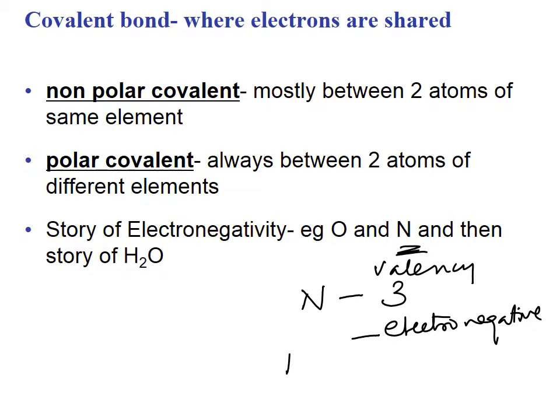And so when nitrogen combines with hydrogen, it refuses to part with the electron that it took from hydrogen, and this side is slightly negatively charged, this side is slightly positively charged. So that is the story of polar compounds and polar covalent bonds made by the combination of oxygen and hydrogen or nitrogen and hydrogen.